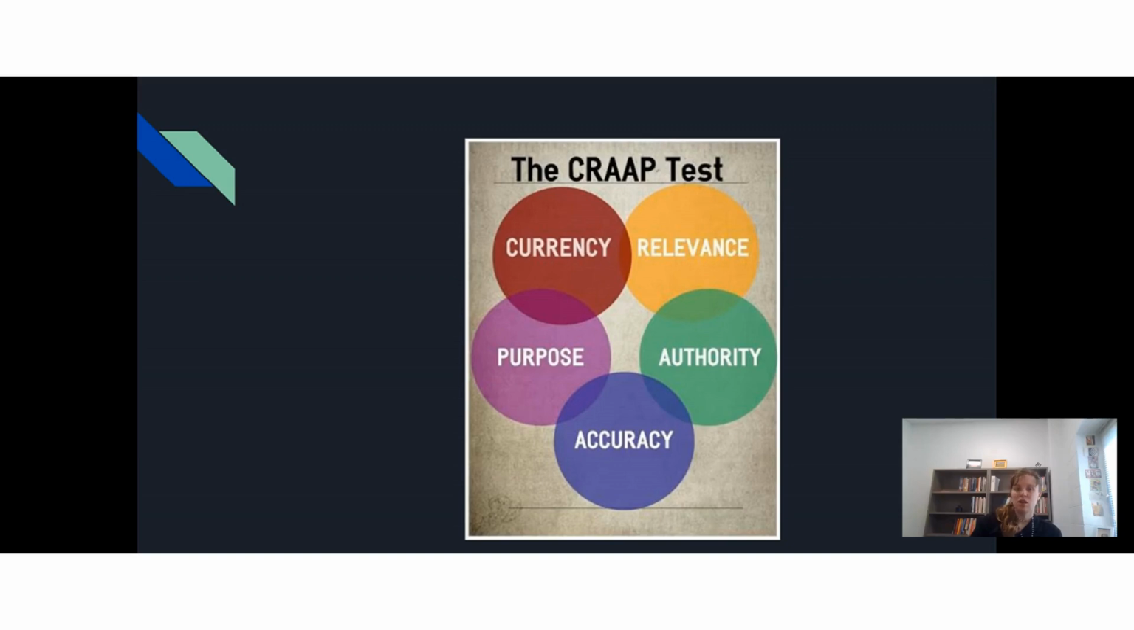So I'm going to talk today about the CRAAP test. And yeah, it's supposed to be kind of like crap. The CRAAP test is when we look at currency, relevance, authority, accuracy, and purpose. So let's start with currency. Currency is when was a source created.